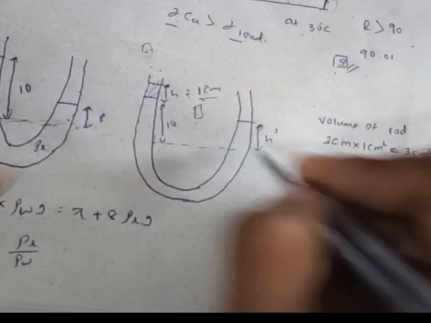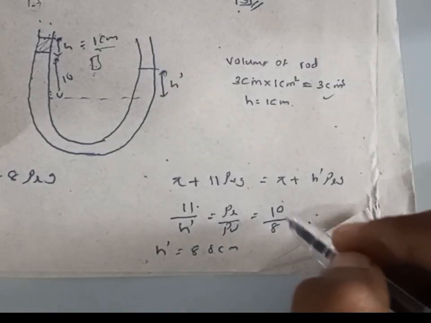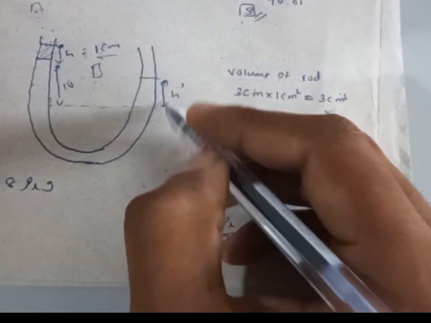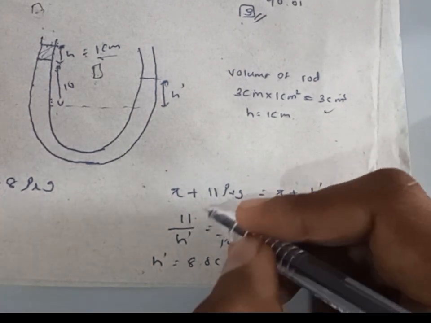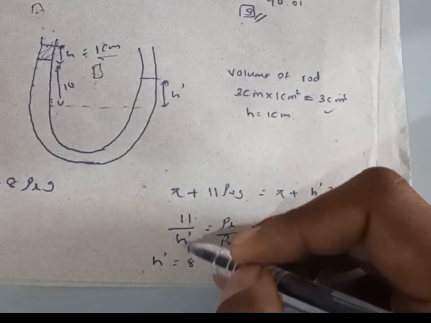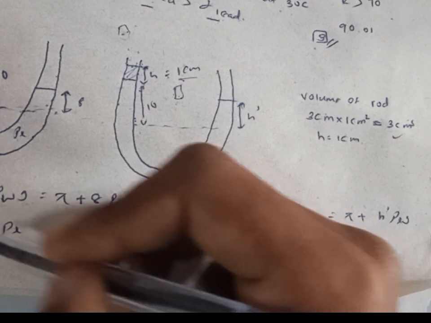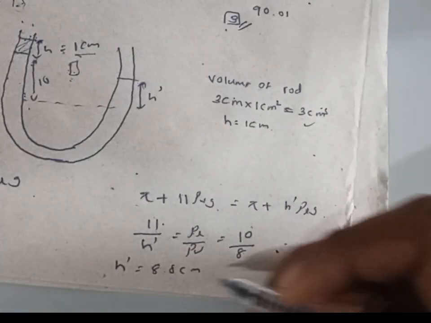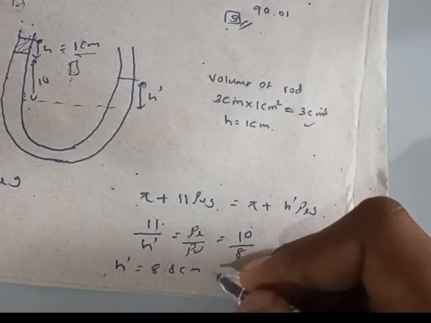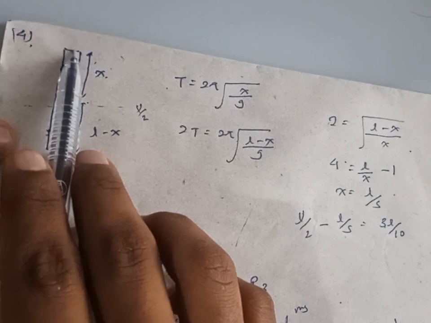And if I again rewrite the expression, Pi plus 11 rho W g is equal to Pi plus, let's say this height is h dash rho L g. From here again I'm going to write the same expression, 11 over h dash is equal to rho L over rho W. From the previous expression, you know that rho L over rho W was supposed to be 10 by 8. So if I substitute 10 by 8, I would get an answer of 8.8 centimeter. Right. Now let's look at question number 4.